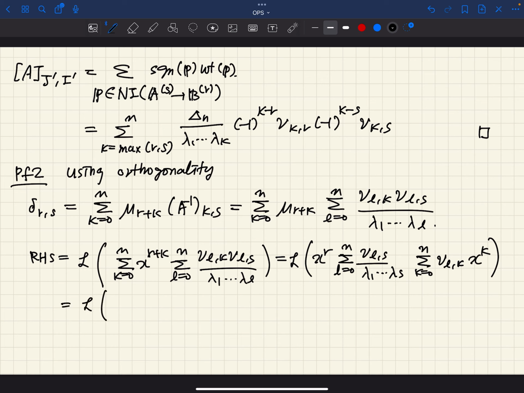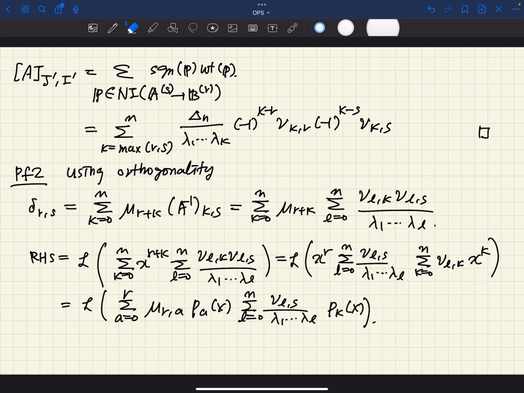Also, I'm going to rewrite this, because x to the R can be written as a sum over PA, but here this is the mixed moment RA. So here we can write it down: sum over A from 0 to R, mu RA, PA, and sum over L from 0 to N, lambda L, sorry, this is L. And finally, this is PK.